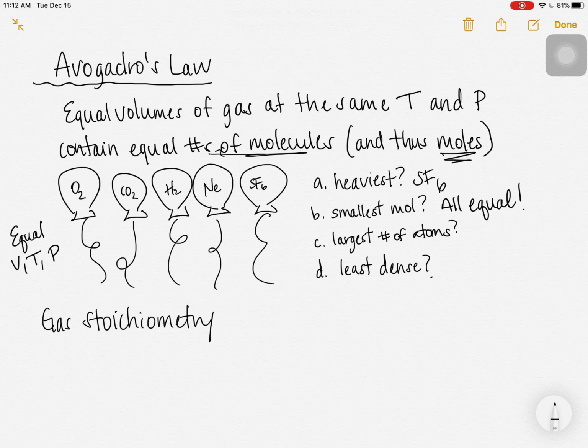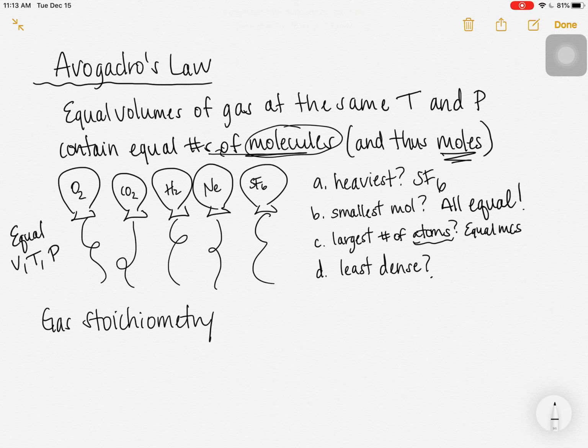If I asked you which balloon was the lightest, a quick glance at those 5 balloons should allow you to say that H2 is the lightest because it has the smallest molar mass. Okay, so C, which balloon has the largest number of atoms? Well, what are atoms related to? Atoms are related to molecules. Now, all 5 balloons have equal molecules, okay? But that's not what this question's asking.